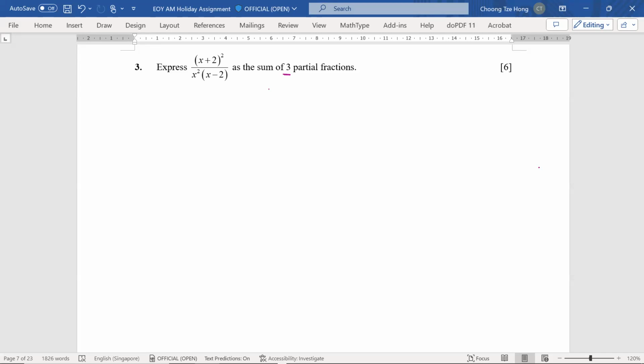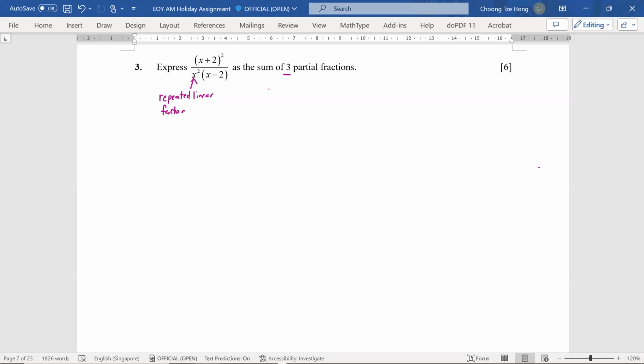If you look at the denominator, you can see that there are only two types of terms, x² and x − 2. So where are we going to get three partial fractions? Over here you need to recognize that this x² is actually a repeated linear factor. This means that this x² is made up of x times x. x itself is a linear factor, then you have x times x, it becomes a repeated linear factor.